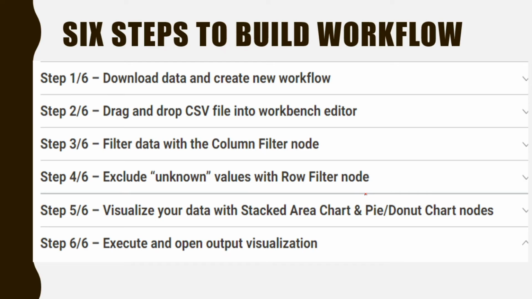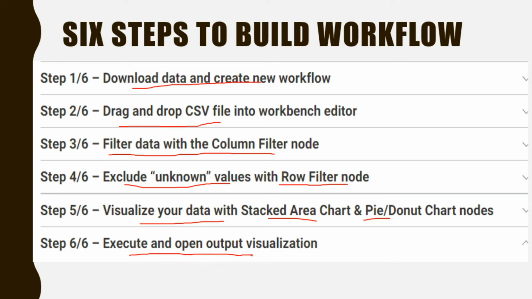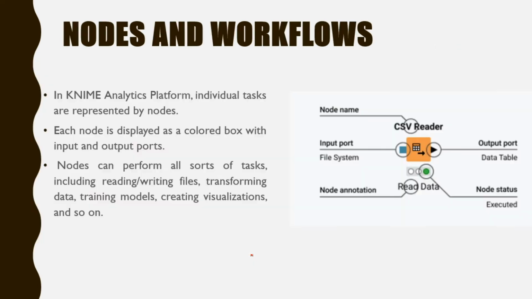These are the six steps we are going to use to build the workflow. First we are going to download the file and create a new flow. Then we are going to drag and drop the CSV reader into the workbench editor. Then we drag and drop the column filter node. Then using the row filter node, we are going to exclude the unknown values. Then we are going to visualize the output with the stacked area chart and the pie donut chart nodes. And we are going to see the output by clicking execute and open output visualization. These are the six steps, and it's very easy and very interesting as well.